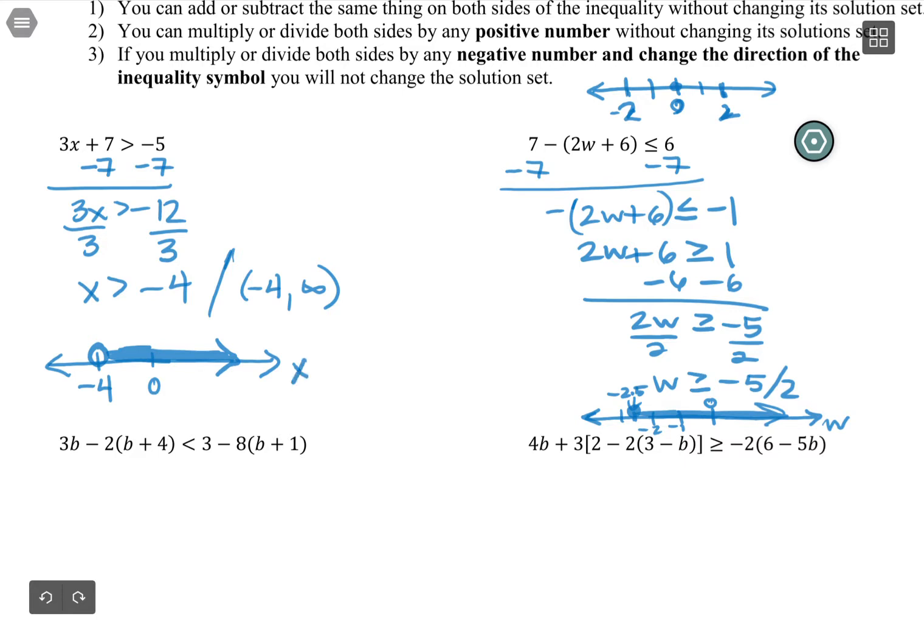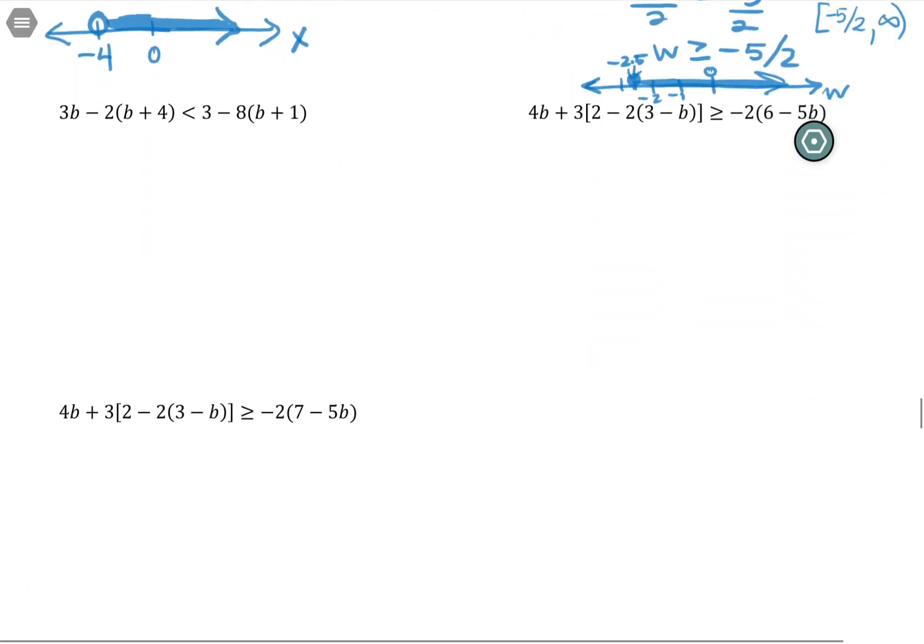In interval notation, we would say I started at -5/2. I want to include that, and then I go forever to infinity. Okay, let's see.